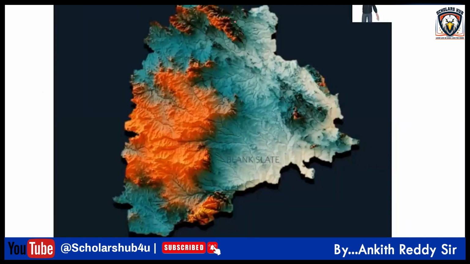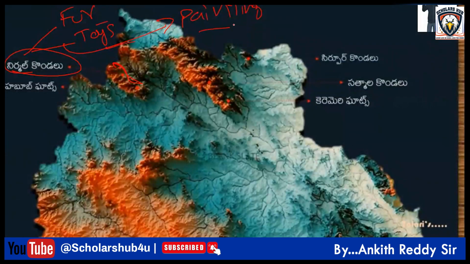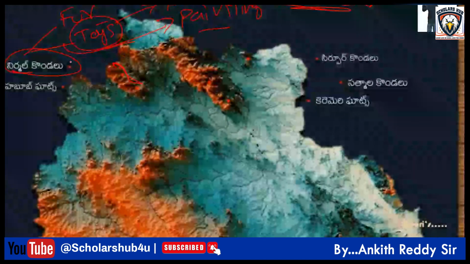Okay, first we'll start with Nirmal. Have you ever been to Nirmal? Anyone? I told you in the class once, in the introduction class, what Nirmal is famous for. Nirmal is famous for Nirmal furniture, Nirmal toys and Nirmal painting. All these things got GI tags. And I also told you that these toys are made of a special wood called Poniki, white cedar in English. White cedar. Okay, right. So, Nirmal Hills.